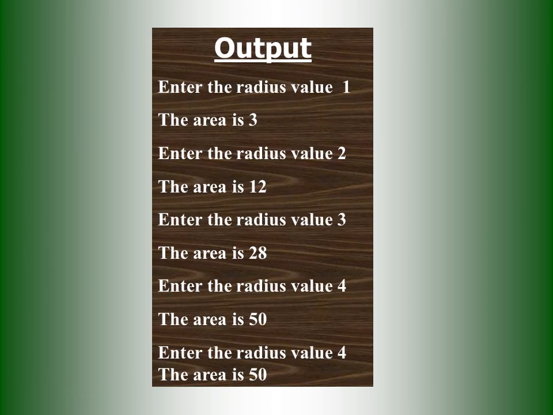See the output: enter the radius value 1, area is 3. Like that, 5 times the value can be taken, calculated and displayed. Okay, this is how the array of objects can be used.